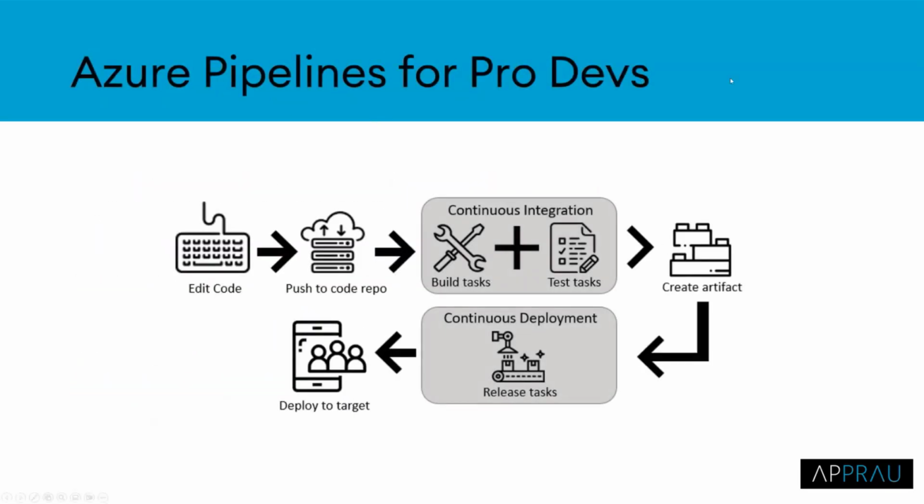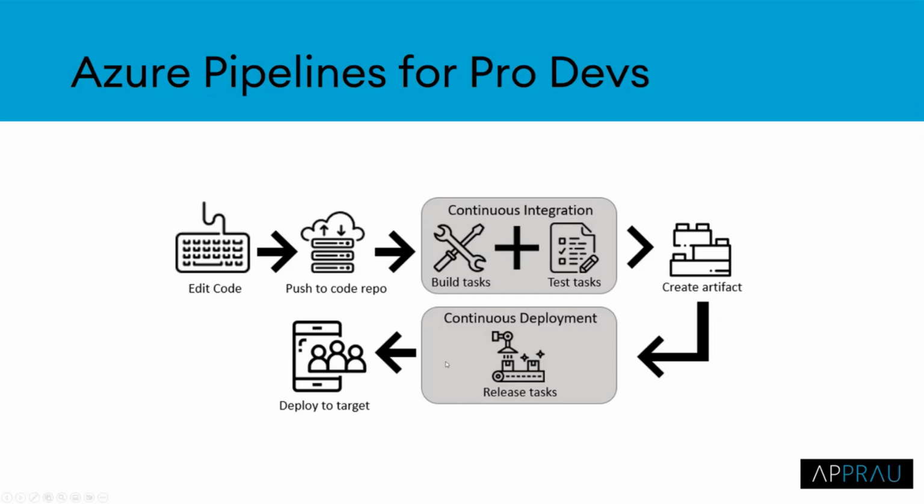If you're a professional developer, you're probably already familiar with Azure pipelines. As I mentioned, you edit your code and push it to a code repository, maybe Azure DevOps, could be GitHub, whichever it is. Then you can automate the process of building and testing, and it'll create certain artifacts, such as your DLL files or HTML files. Then you can create the pipeline to go to different target environments.